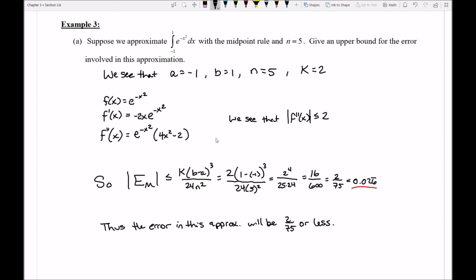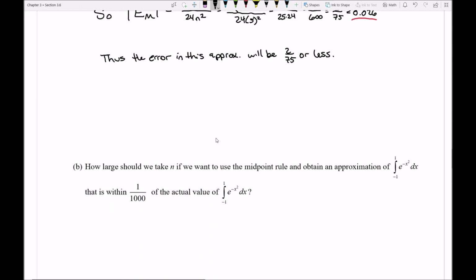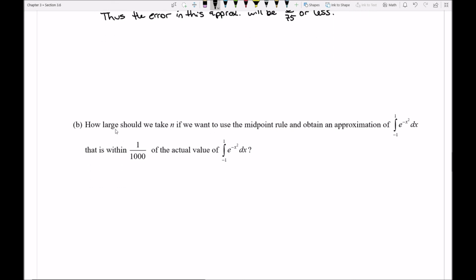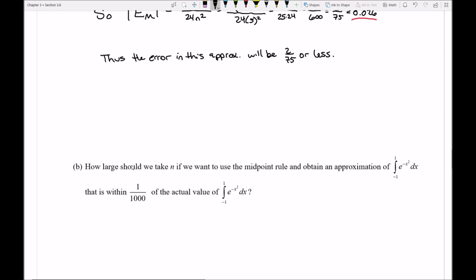Now, part of the additional advantage of this is if I take a look down here at question B, I can see that I can kind of reverse the type of question that we answered up in part A. The question here is, how large should we take n if I want to use the midpoint rule and get an approximation that is only this far away from the right answer, right? I want this or less. Well, the question here then is, how many rectangles do I need to use? Should I use 10 rectangles or 50 or a million? I don't want to start guessing and doing all the rectangle construction, but I can see really quickly how to actually work with this.